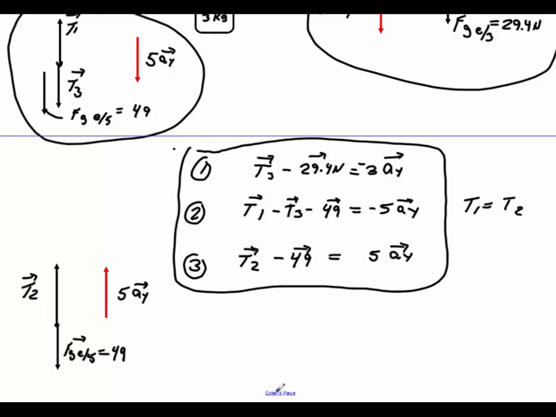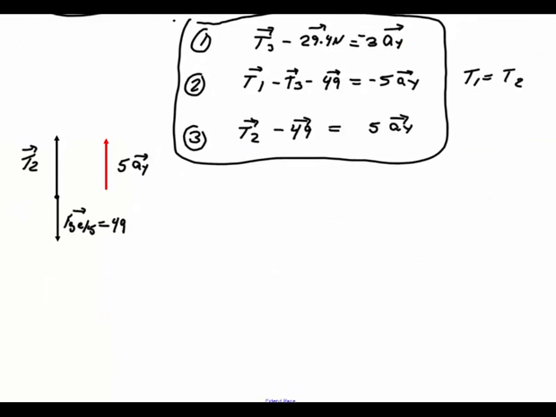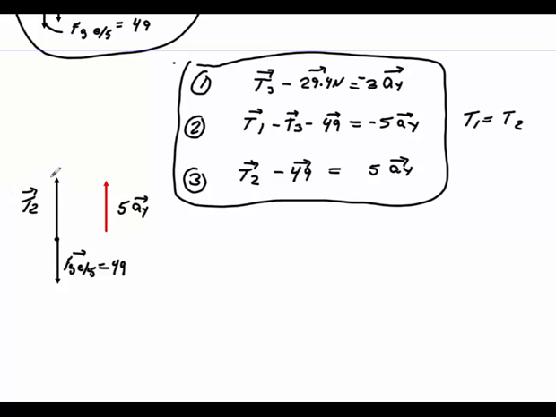Okay, so what I'm going to do to solve this problem is on equation number 3, I'm going to substitute in here, and I can say that T2 is going to equal 5 times AY plus 49. That's from this equation. I'm going to substitute back in to the second equation. Now we know that T1 is equal to T2.